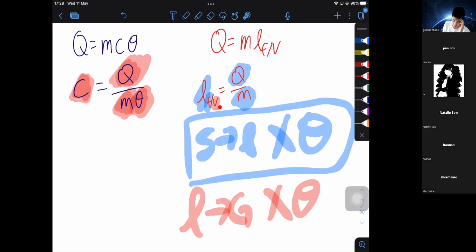If they ask you to define latent heat of vaporization, it is the amount of energy needed to change 1 kg of a liquid into gas without any change in temperature, guys. The keyword here is without any change in temperature. If you do some past year paper questions later on, you'll always see that the phrase without any change in temperature actually carries marks, guys. So it's actually a keyword.